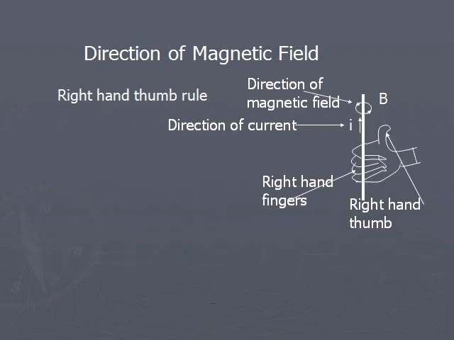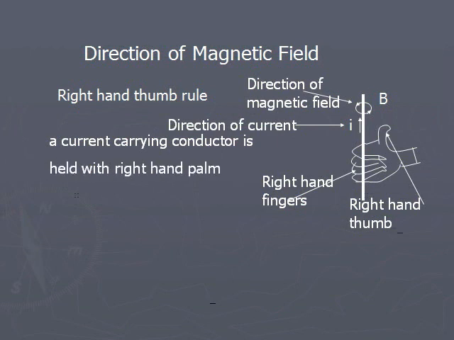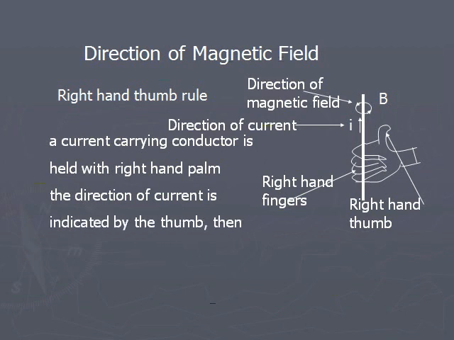Here, the fingers will be rotated from left to right above the conductor and from right to left behind the conductor. So the magnetic field is situated from left to right above the conductor and from right to left behind the conductor. Remember that it is a circle. So imagine a circle around this conductor.